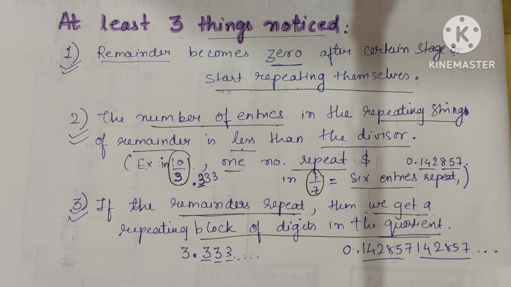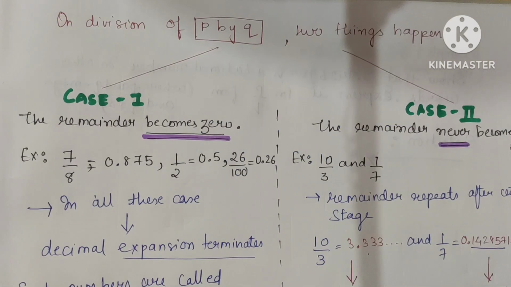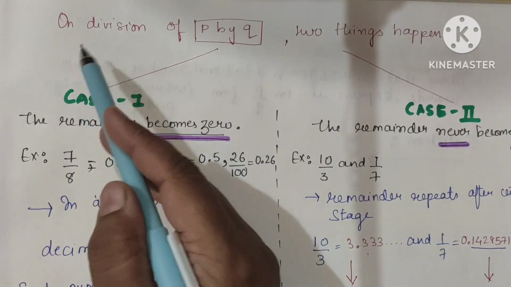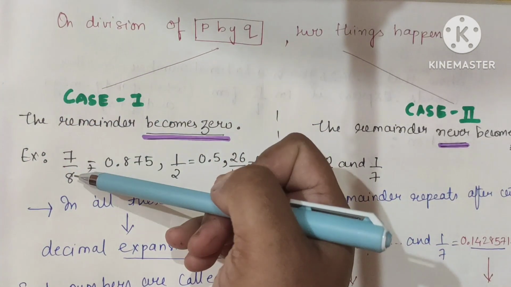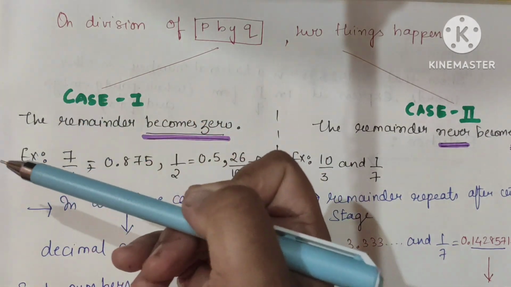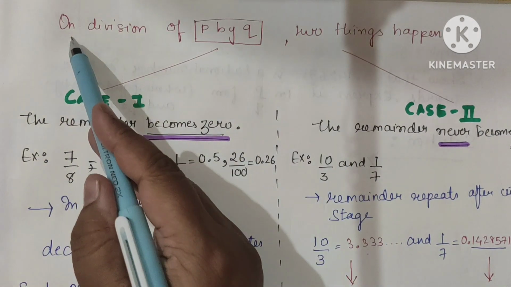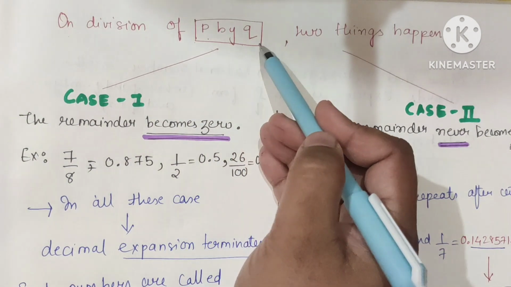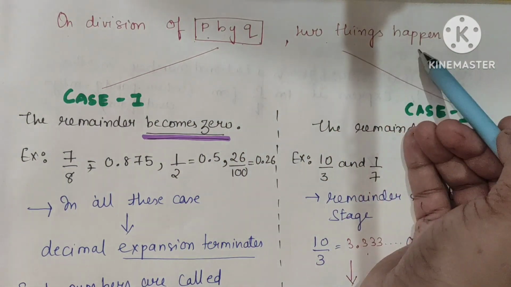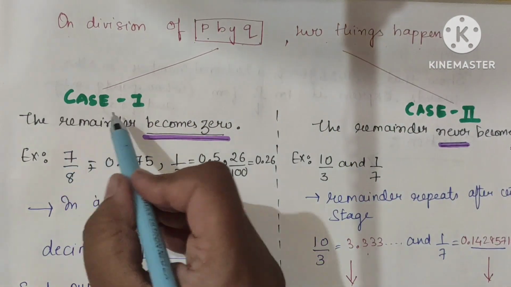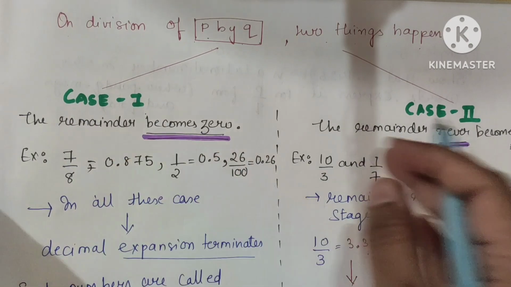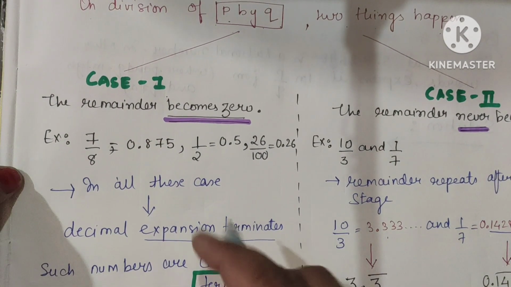This is to clear the rational numbers with decimal expansion. Now, analyzing the 3 steps and the 3 examples. So, on division of P by Q, 2 things can happen. The case 1 is the remainder becomes 0.